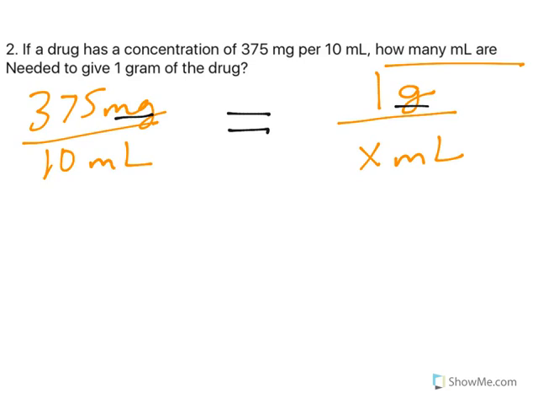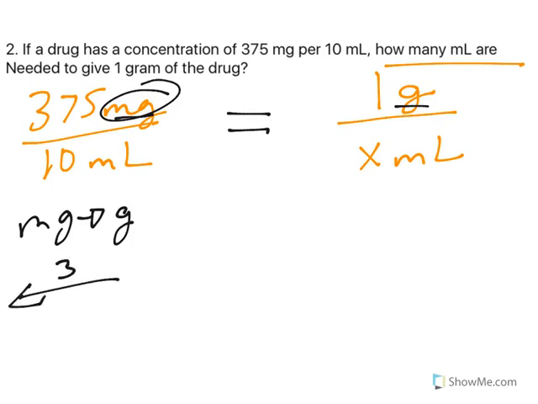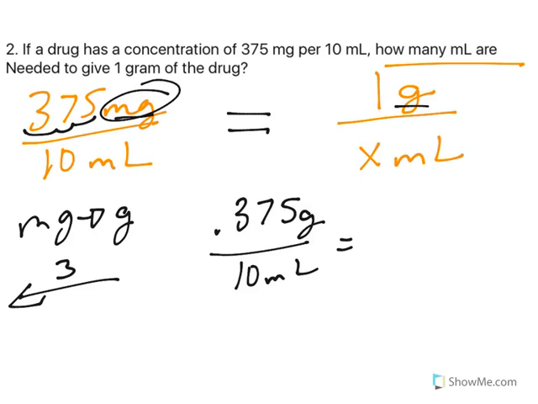So let's move milligrams to grams. If you look at your cheat sheet for the metric units, milligrams to grams, we're going to go left 3 places. So 1, 2, 3. That means I have 0.375 grams to 10 milliliters, as 1 gram is to how many milliliters? Now we have consistency: grams, grams, milliliters, milliliters. So now that we have consistency, we don't even really need these labels on here. We can just solve this proportion.